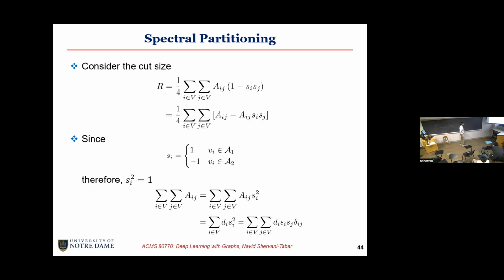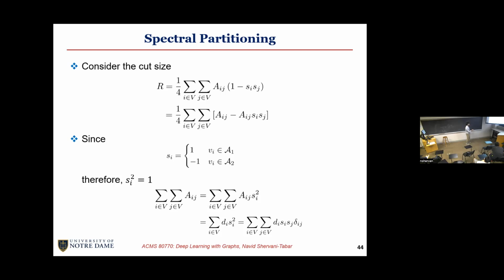And we call that spectral partitioning. Spectral means that it is related to the eigendecomposition of the Laplacian. So let's look back at the cut size that we had. We have R, and it was equal to the sum over all the nodes in our graph, with a factor, of a_ij times this indicator term. So let's separate these. I can write it as a_ij minus a_ij s_i s_j.